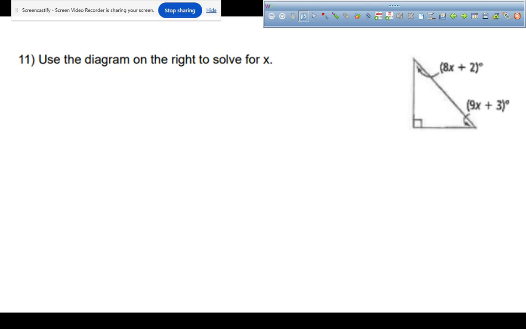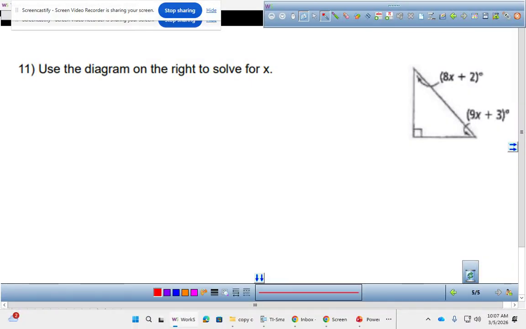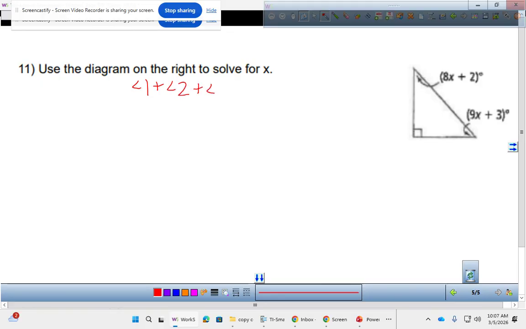Using the diagram on the right, solve for x. This is a triangle. I know that the three angles inside of the triangle add up to 180 degrees. So angle 1, I call x, 8x plus 2. Then I have 9x plus 3. This third angle doesn't have a measurement on it, but that box is telling me that it's 90 degrees.